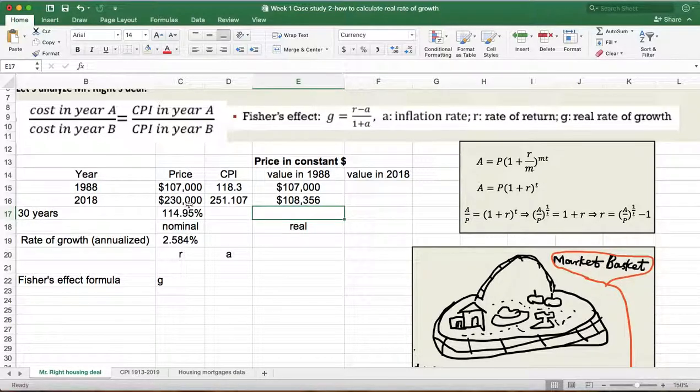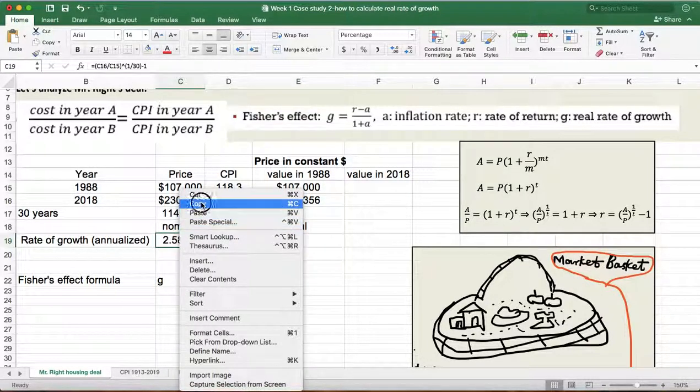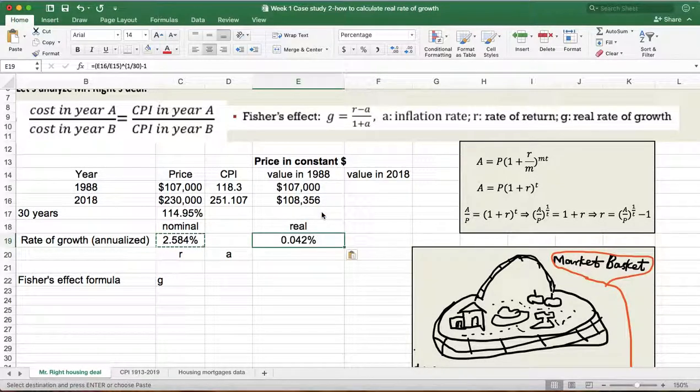The price here is usually referred to as current dollar. That means the prices are expressed in that year's currency. This is constant dollar, where the price is converted to a base year's dollar. The base year here is 1988, and so we can calculate the real rate of growth. We can just copy this formula to here. Oh, we can get the real rate of growth is only 0.042%. That's almost no growth.